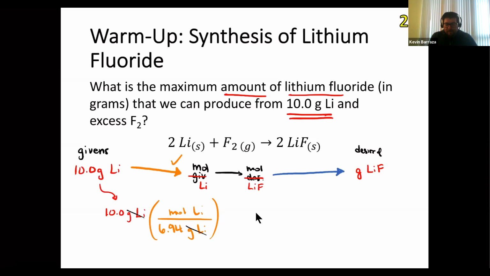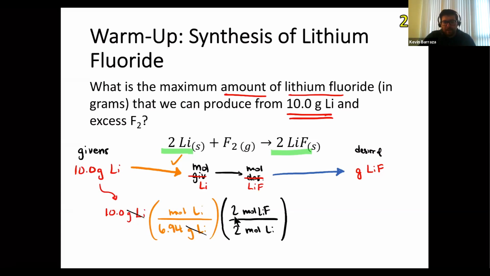Now I need to go from moles of given to moles desired. How do I do that every single time? This central strategy is always the same. Moles given to moles of desired using my recipe. So that means using the numbers in my balanced chemical equation. What are those numbers? 2 lithium to 2 LiF. So that means 2 moles of lithium to 2 moles of LiF.